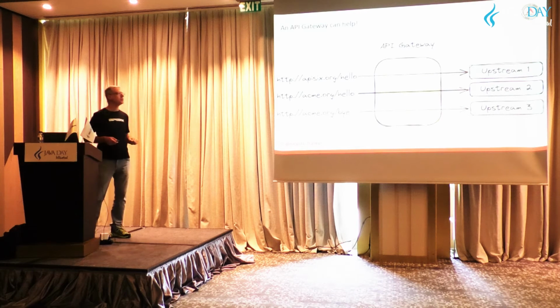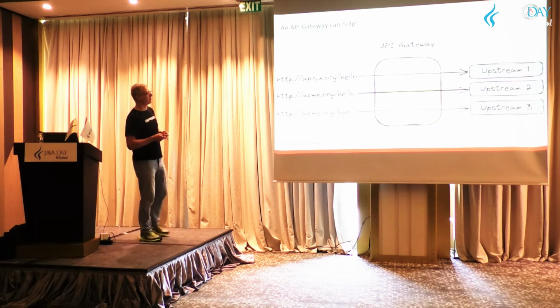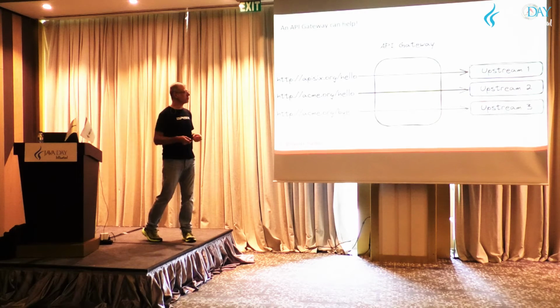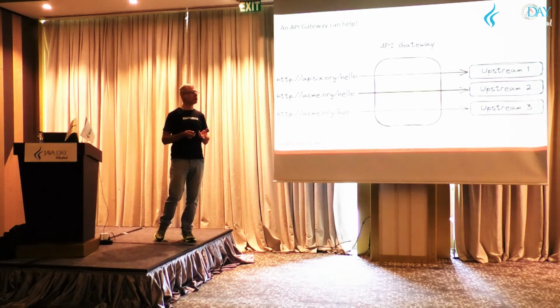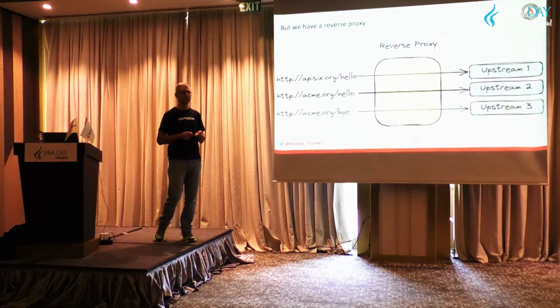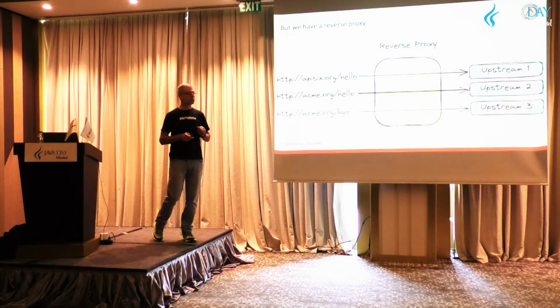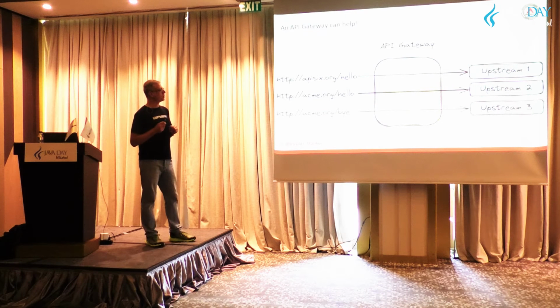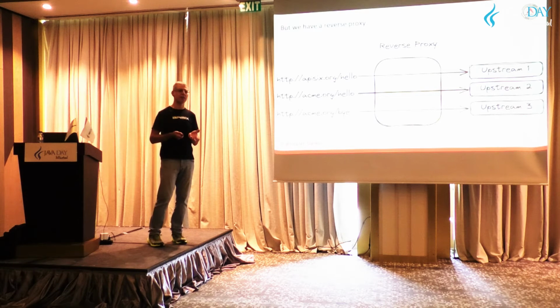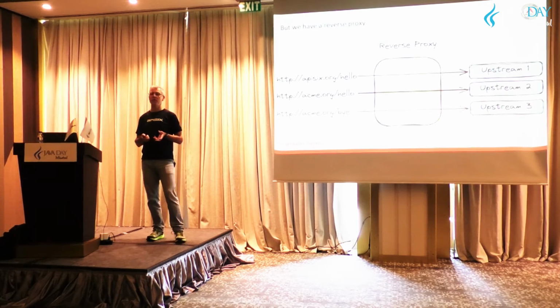My solution for that is that a lot of it will be easier if you introduce an API gateway. But most of you already have something in between, and you call it a reverse proxy. That's the real stuff, correct? So I'm telling you, this is what you should do, and you tell me, this is what we have. So what's the difference between an API gateway and a reverse proxy? Anybody knows about it?